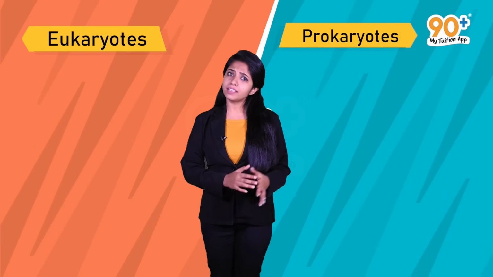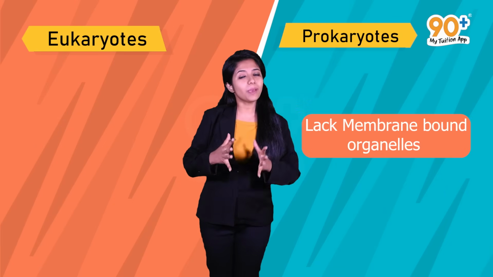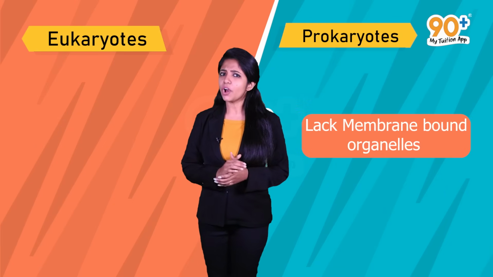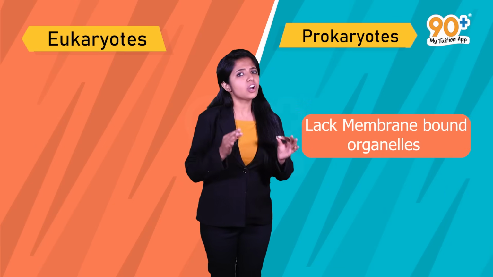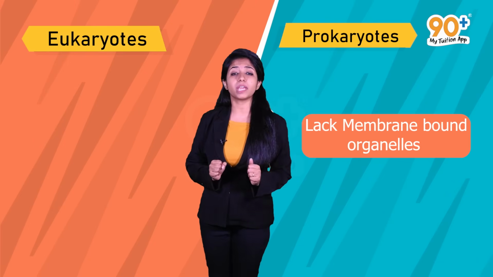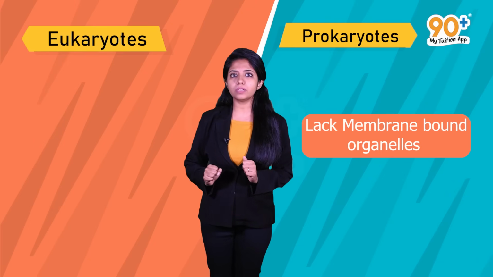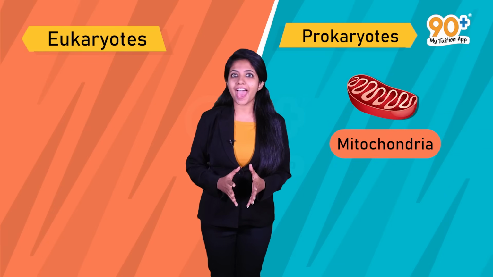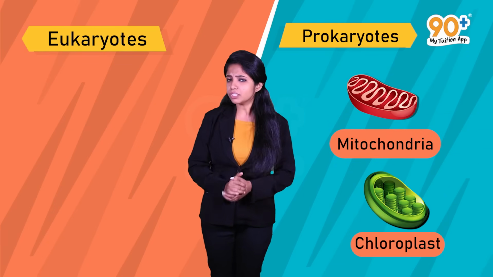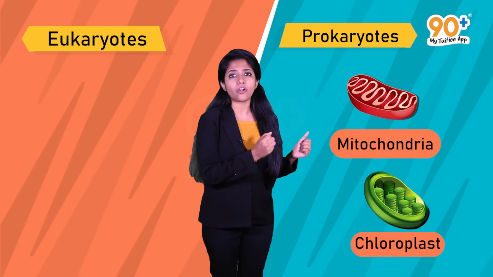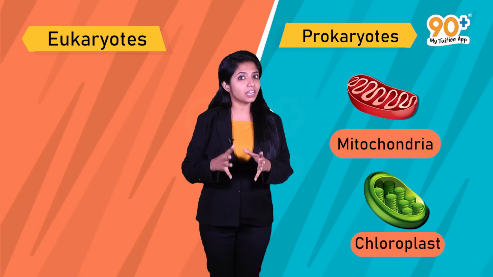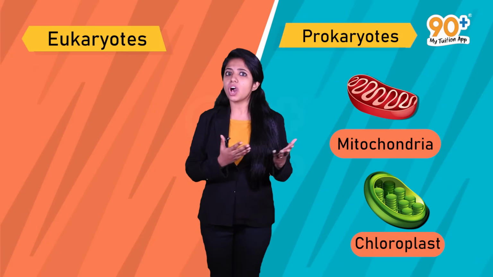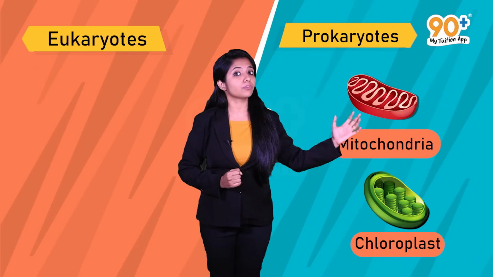And you know what? They usually lack membrane-bound cell organelles, that is, organelles enveloped by membranes, for example mitochondria and chloroplasts. So the functions of these particular organelles are done by poorly defined regions of the cytoplasm in the case of prokaryotes.